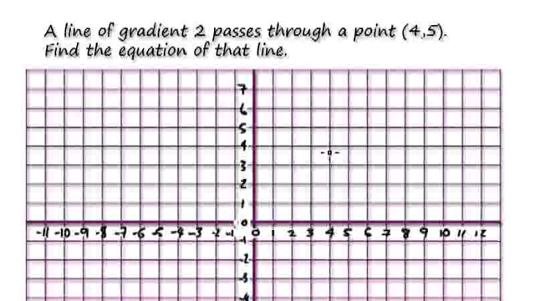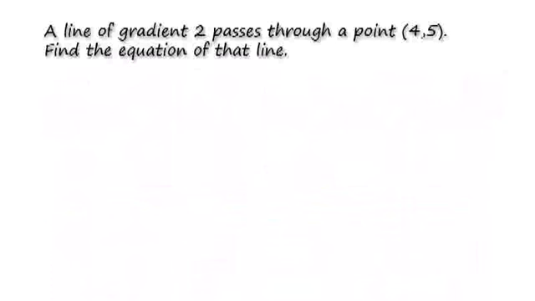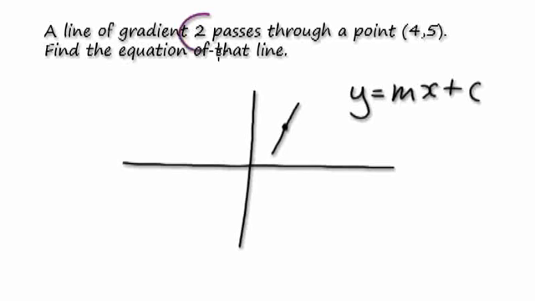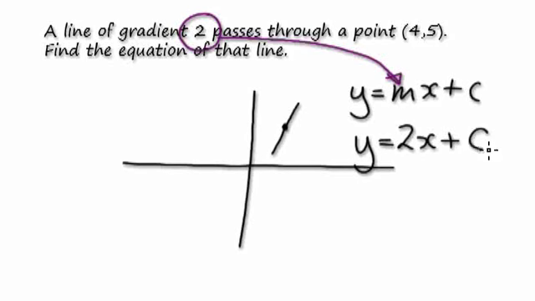Okay, so to do this, normally you're not going to get given a grid like this. So start by just sketching it. Your graph will look something like this. It passes through a point of 4, 5, so guess around here, and it has a steepness of 2. So start by writing y equals mx plus c. Now you know m equals 2, so we can put that in there immediately. So y equals 2x plus c.